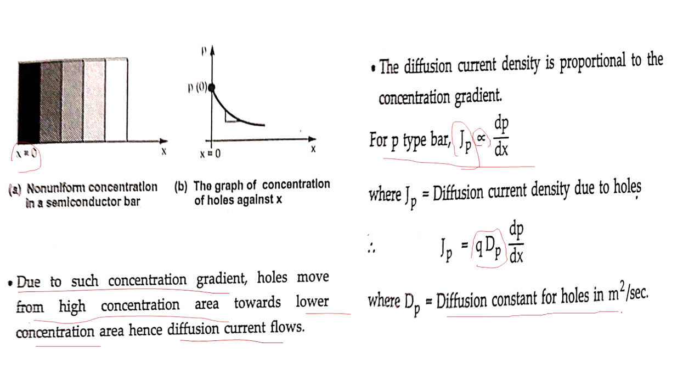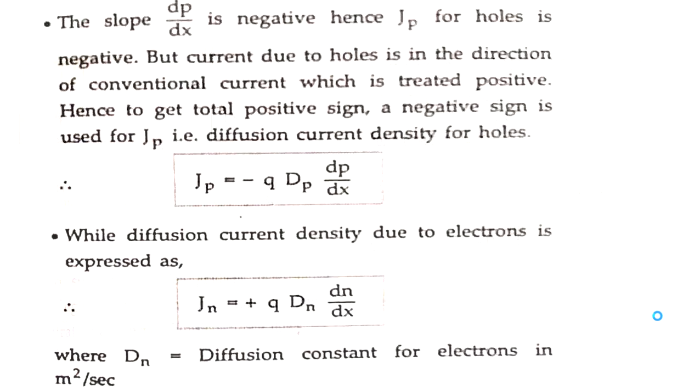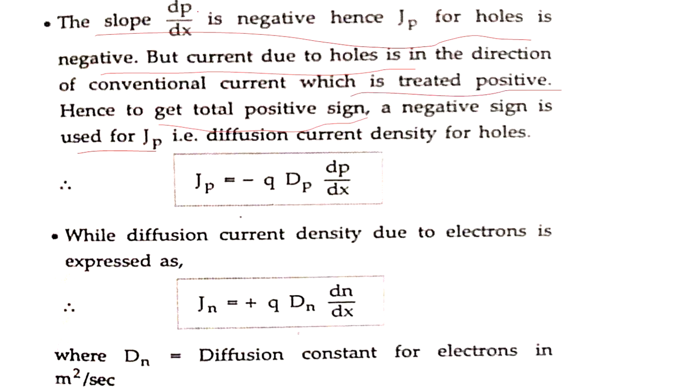Dp is the diffusion constant for holes in meter square per second, right? But here this slope is negative. The slope is negative, so the diffusion current density for hole is negative. To get the positive sign, a negative sign is used for Jp. You know the conventional current direction is from positive to negative. But here we have the negative, so in order to have the positive, we have to use a negative here. So the Jp, that is the diffusion current density for the holes, is minus q Dp dp by dx.